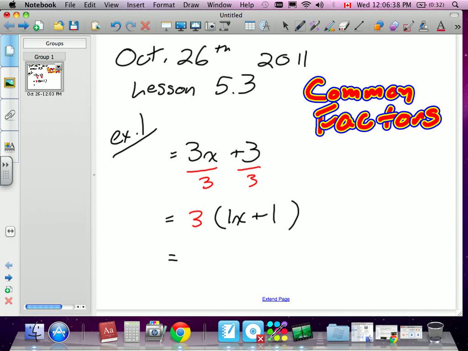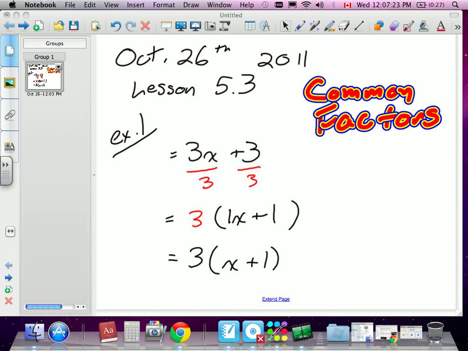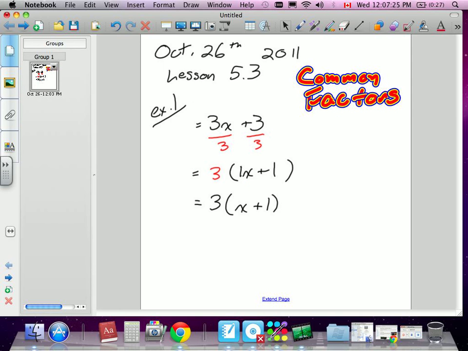The 3 we divided by, that's considered the greatest common factor, because I'll be looking for the greatest common factor out of these. We took the 3 out. It's on the outside. And we divided both terms by 3, and we ended up with x plus 1. So now we factored. Remember I said this is the opposite of distribution, what we had just gone over.